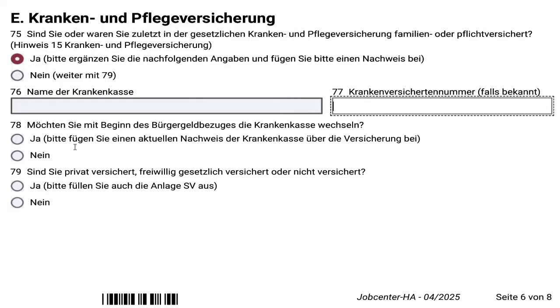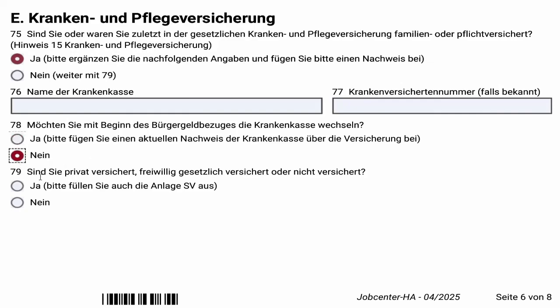Here they have asked, do you want to change your health insurance office when you start receiving citizens benefit? If you want so, you should mark yes and send them a copy of the proof about the new insurance office with this application form. If it is not the case, you should mark no.